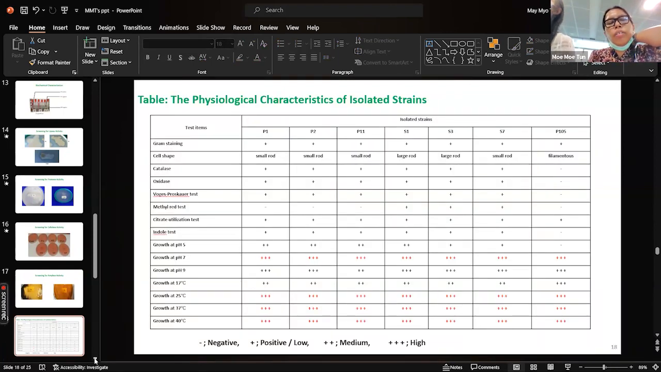This table shows overall results of my study. In this table, we can see types of bacteria. All isolated bacteria are gram-positive. These rows show biochemical characterizations, and the following lines show growth at different pH and different temperature. I highlight their group as red because they grow well in this condition. They grow well at pH 7 and 37 degrees Celsius.